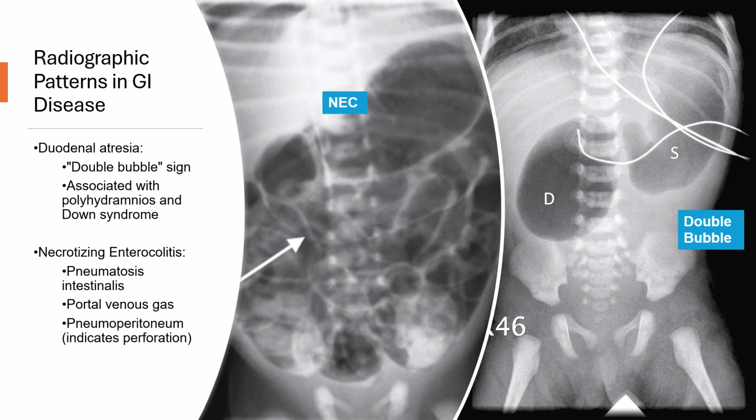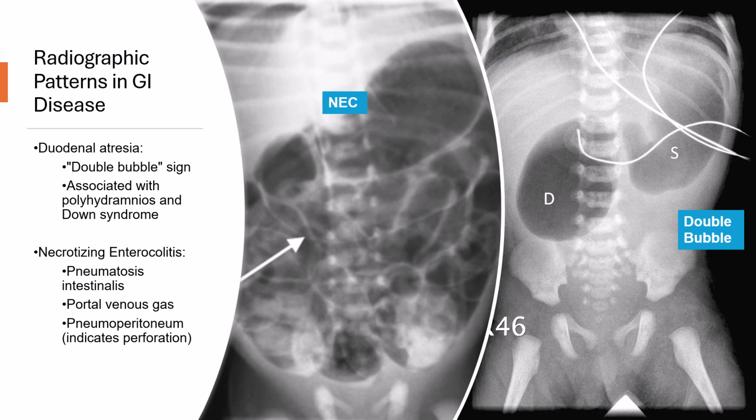Many gastrointestinal conditions have characteristic radiographic findings. Duodenal atresia presents with the classic double bubble sign, two adjacent air-filled structures representing the dilated stomach and proximal duodenum. This condition is associated with polyhydramnios prenatally and is more common in infants with Down syndrome. These associations may appear on the exam.